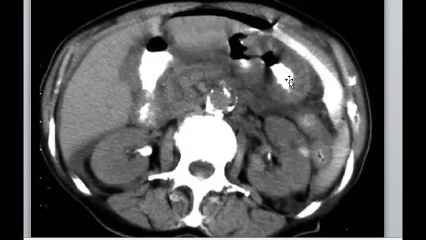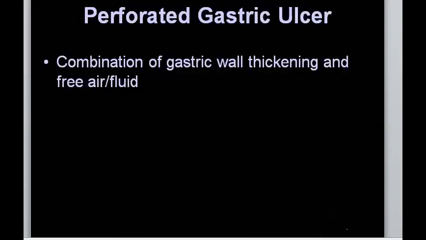So you can see the stomach here, and probably the air here. So this is a gastric ulcer, and it is perforated. So thickening in the stomach with gastric ulcer, free air. So you are dealing with a very critical condition, a very emergency case. A combination of gastric thickening and free air.